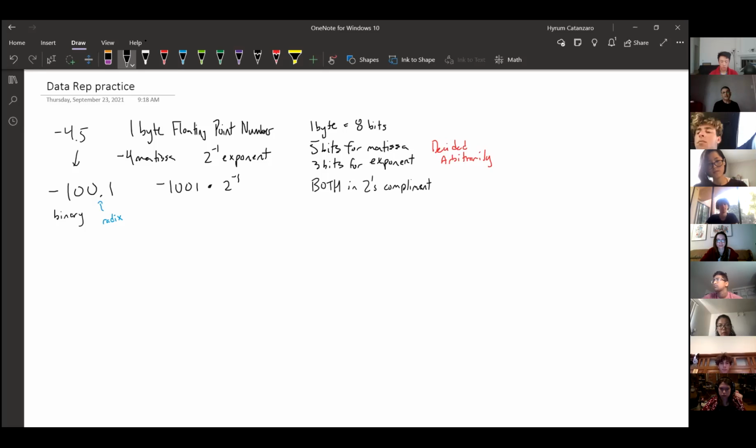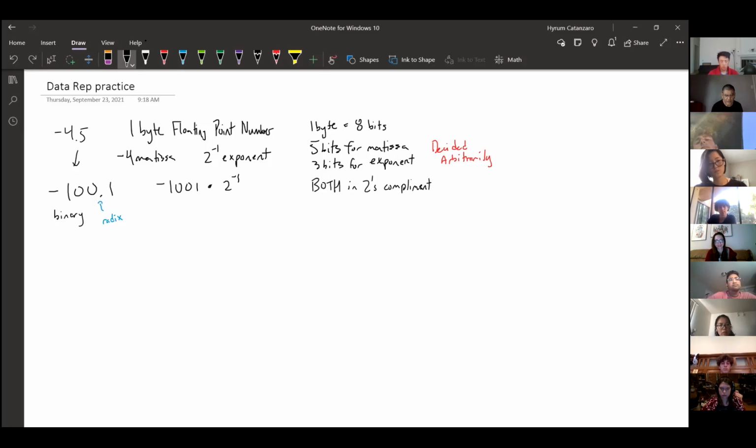Okay. So now let's go ahead and convert the negative 1001, right? So negative 4. Essentially, you want to say what is -4 in 2's complement, right? -4 in 2's complement. So you start with a +4, which is 0, 0, 0, 0, 1, 0, 0. How many bits are we using? We're using 5 bits, yes, for the mantissa.